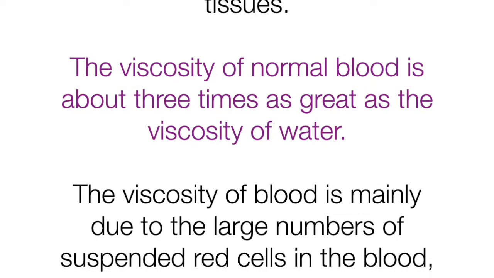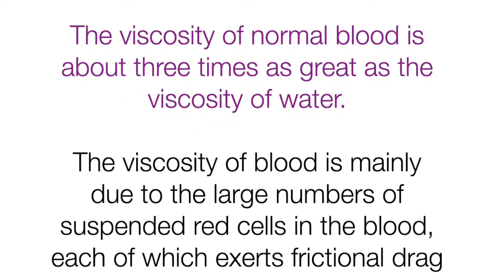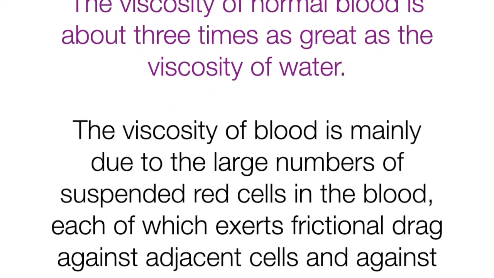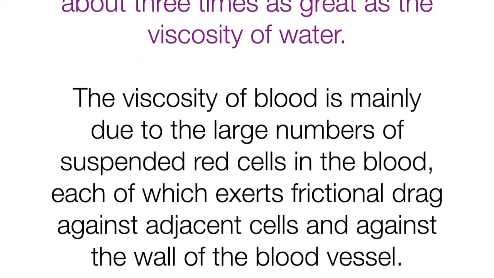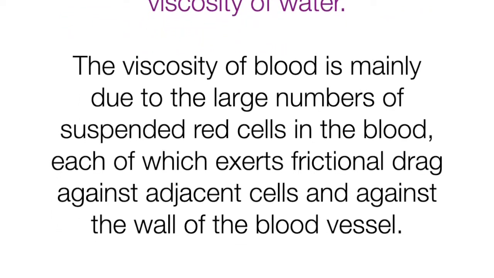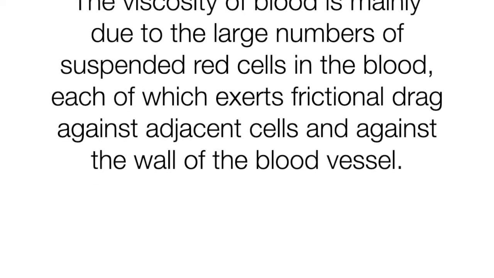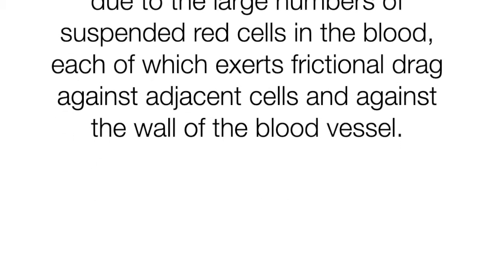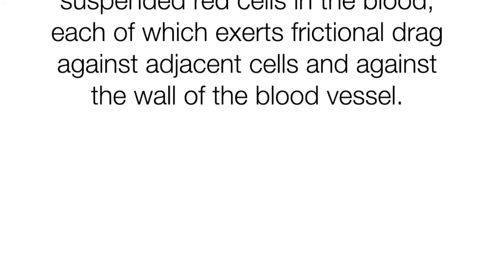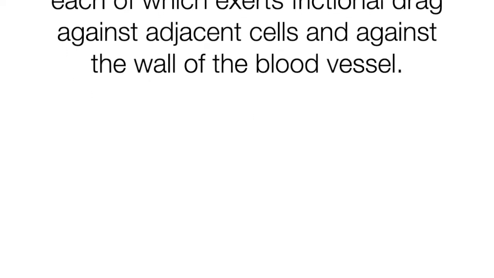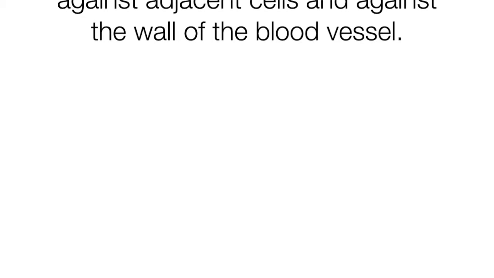other tissues. The viscosity of normal blood is about 3 times as great as the viscosity of water. The viscosity of blood is mainly due to the large numbers of suspended red blood cells in the blood, each of which exerts frictional drag against adjacent cells and against the wall of the blood vessel.